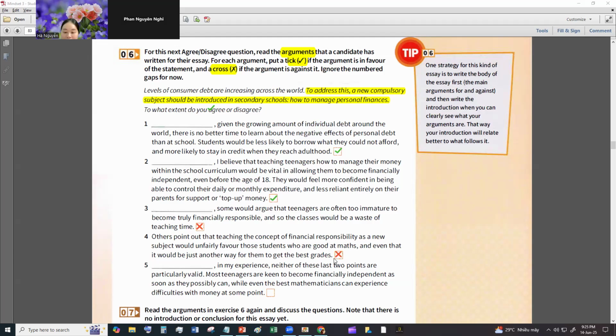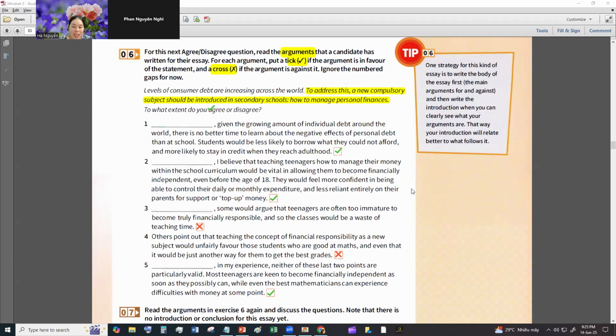Okay. In my experience, neither of these last 2 points are particularly valid. Most teenagers are keen to become financially independent, while the best mathematicians can experience difficulties with money. So what do you think is number 5? It's a tick. Good job. Well done, Nghi. So you've completed exercise 6 really well.